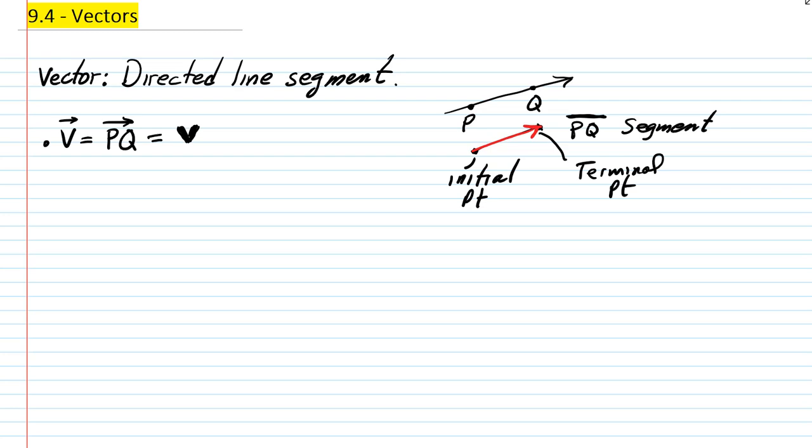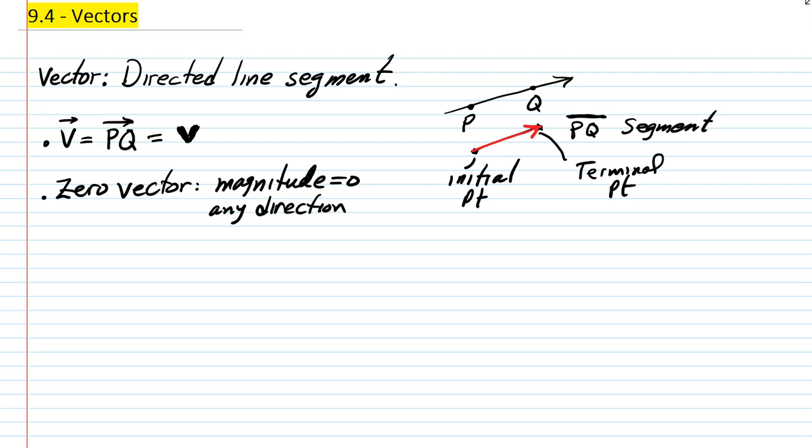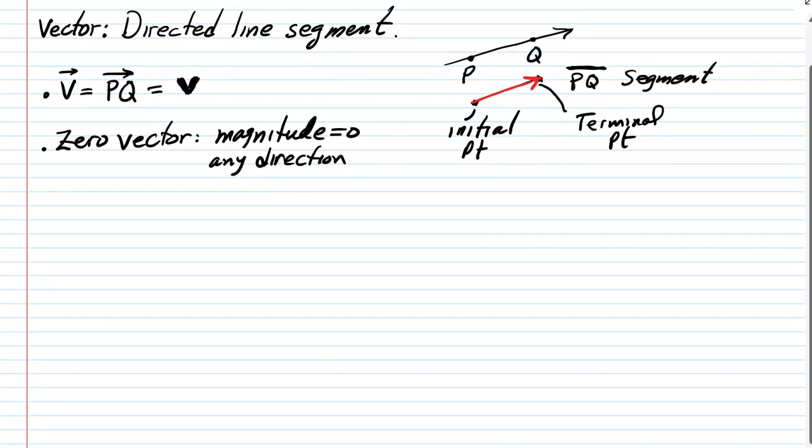Now, the zero vector. Since we talk about the magnitude, what is a zero vector? Well, a zero vector is one that has a magnitude of 0. Magnitude is equal to 0. And because the magnitude is 0, the direction doesn't matter. It could be any direction. We don't really use it directly per se, but sometimes the sum of vectors could equal a zero vector.